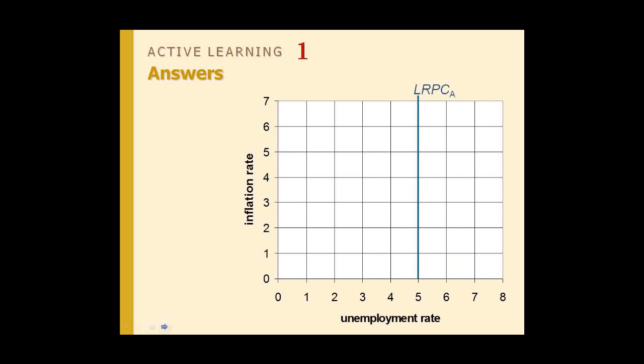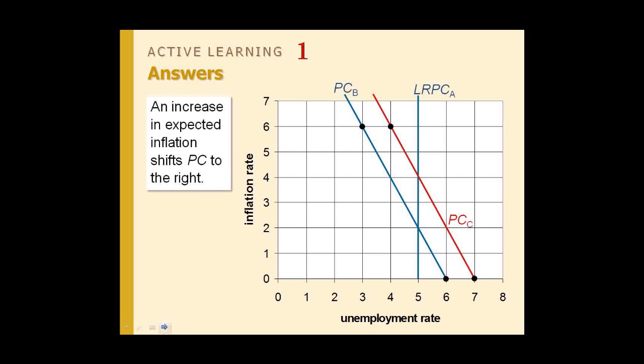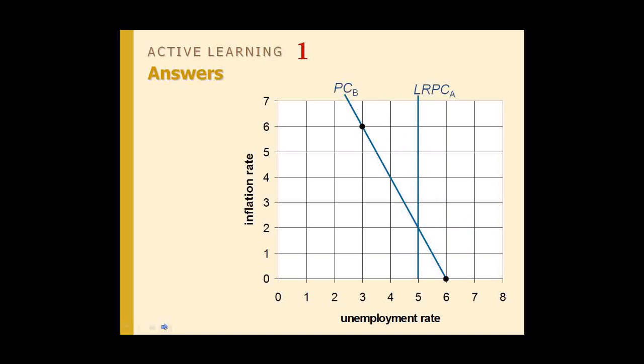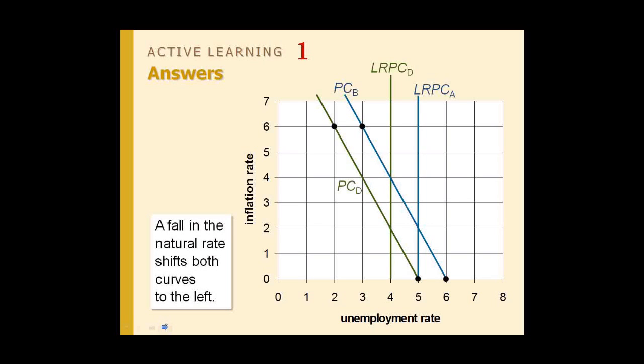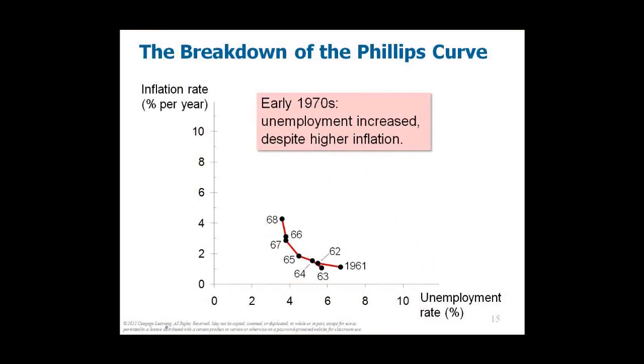Oh, so let's graph this out. We have our long run Phillips curve here at 5%. This is our natural rate of unemployment that was given. And we are going to plot our Phillips curve for point B. And notice a shift to the right for point C because we have this increase in expected inflation. A fall in the natural rate shifts both of the curves to the left.